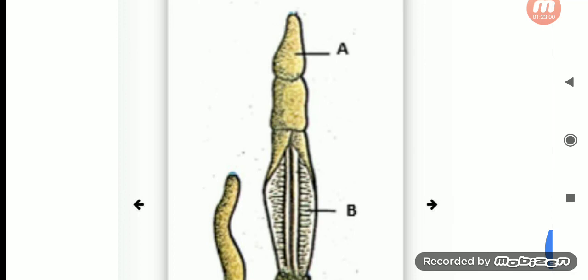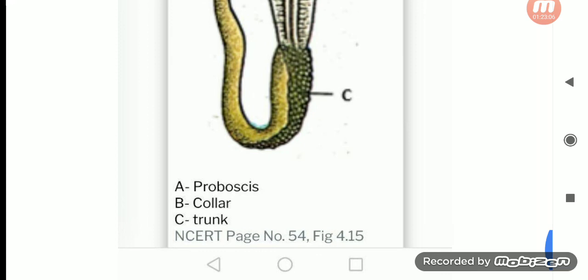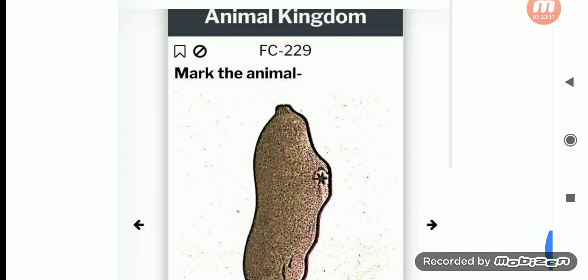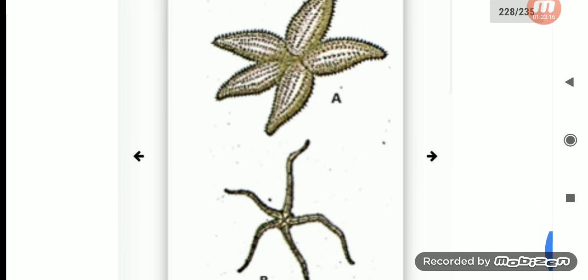Proboscis, collar and trunk. This is Ascidia. Starfish and Ophiura. Yeah, Asterias and Ophiura.